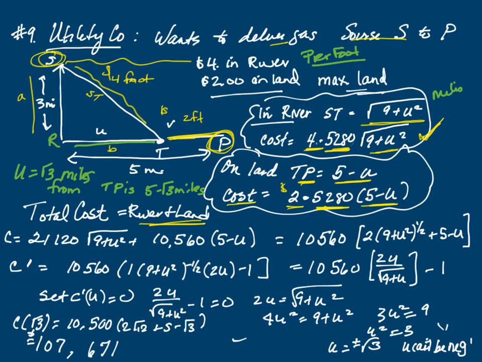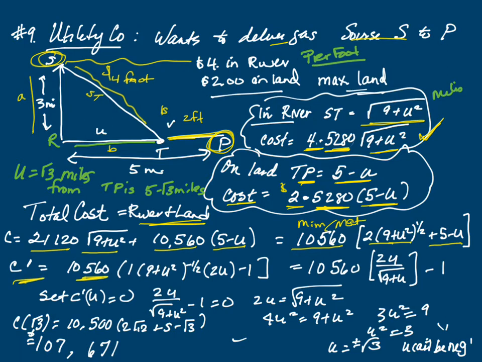So the total cost of the river and the land would be, adding those two together and multiplying things out, 4 times 5,280 is 21,120 times the square root of 9 plus u squared, plus 10,560 times 5 minus u. And then we factored out a 10,560, and we're left with 2 times (9 plus u squared) to the 1/2 plus 5 minus u. So this is our minimum function. Okay? And so we take the derivative.